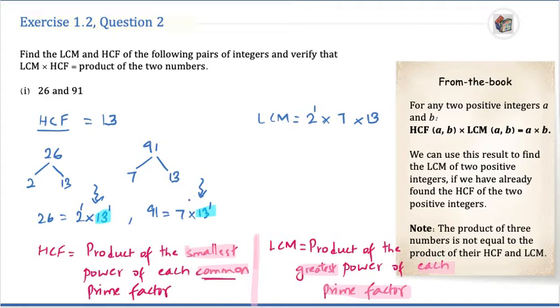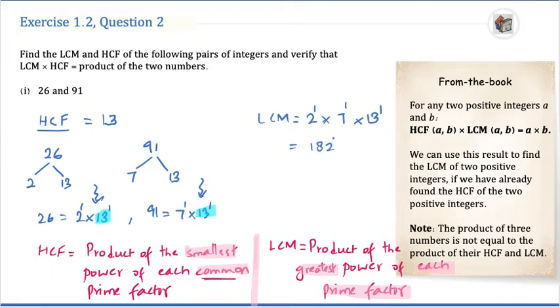The greatest power on 7 that you see is also 1. It's just a part of 91. And the greatest power that you see on 13 is also 1. So in this case, it's just the product of 2, 7 and 13 which will give you the LCM. So this is equal to 182. So that is our LCM.